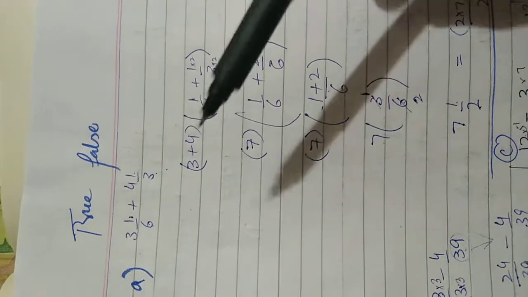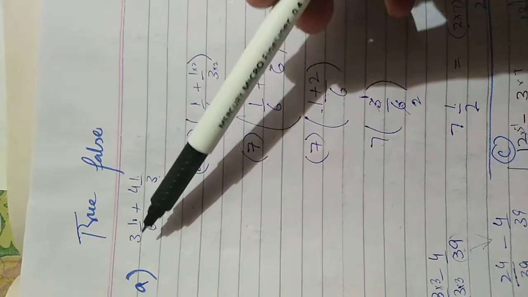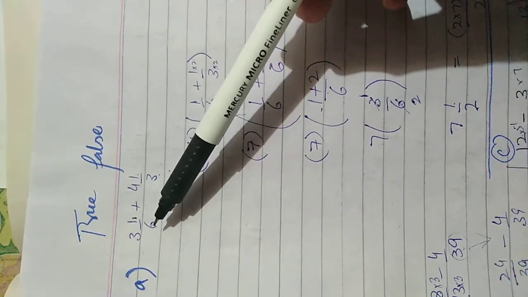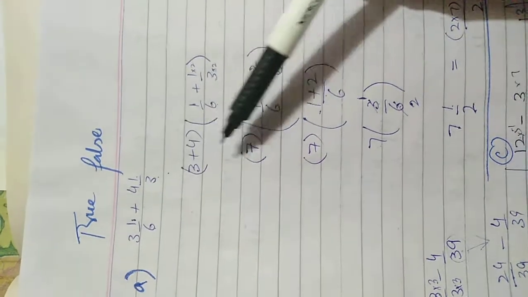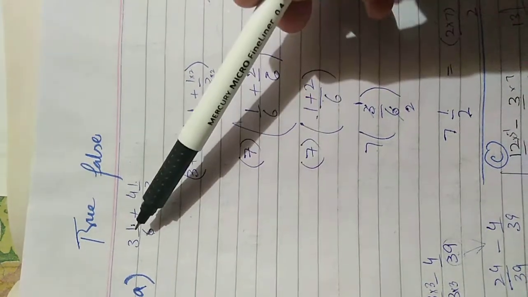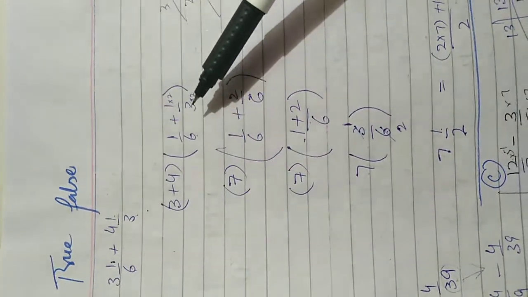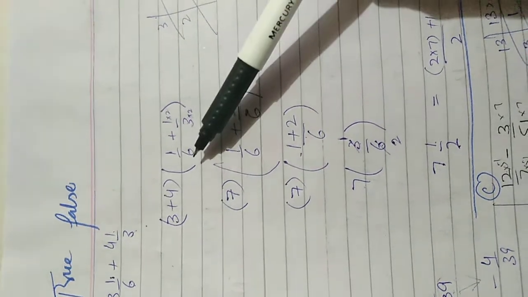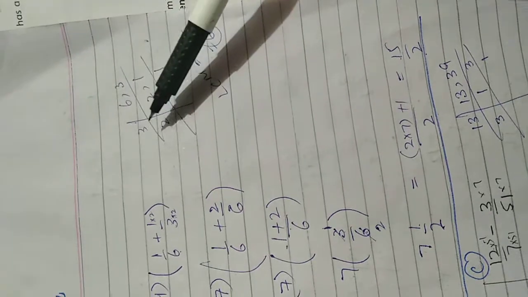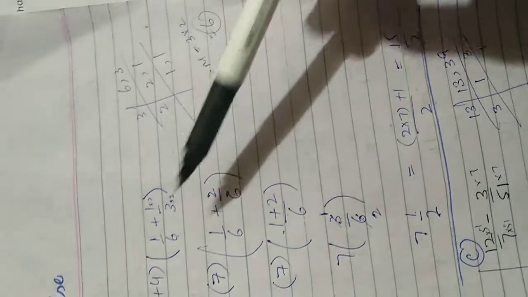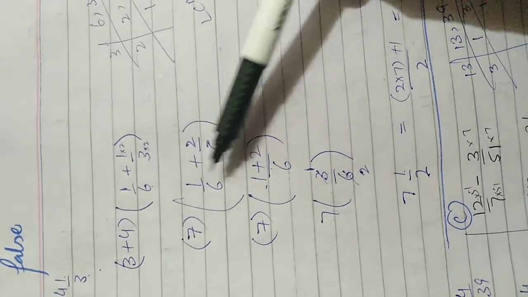We can add mixed fractions by two methods. One of them is first we add whole numbers and then add fractions. Whole numbers 3 and 4, 3 plus 4 which is equal to 7. Fractions are 1 by 6 plus 1 by 3. We will find their LCM, LCM of denominators, that are 6 and 3. LCM of 6 and 3 is 6. So we write equivalent fraction of 1 by 3, that is 2 by 6.